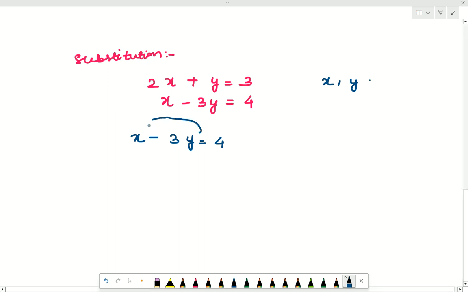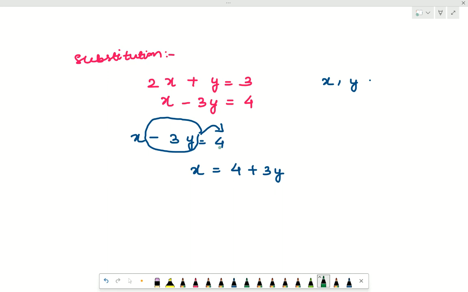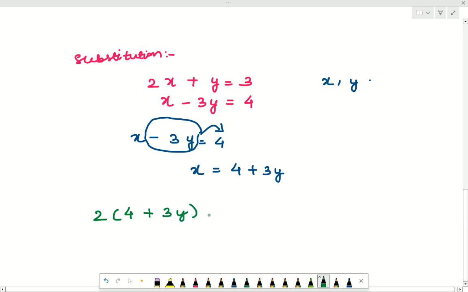Then what I will do, I will shift this minus 3y from one direction to another direction. That is, x is going to be 4 plus 3y. Now I have x as 4 plus 3y. That means x is equal to 4 plus 3y. So now whenever you see an x, you can replace it by 4 plus 3y. Right, so in front of this x, just put 4 plus 3y. Right, and the remaining things write the way it is and just solve it.